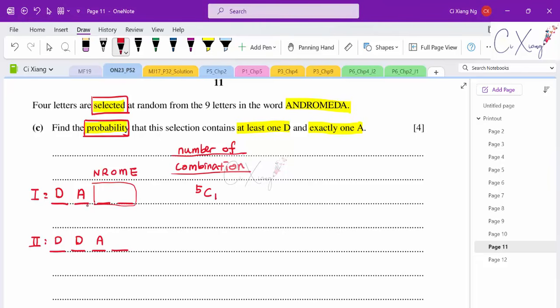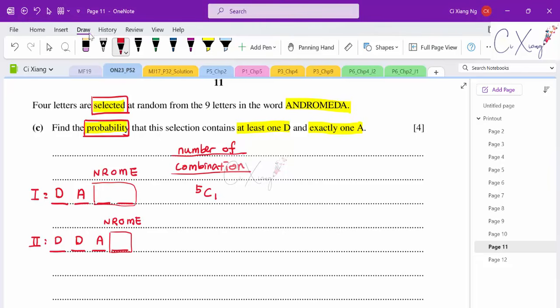Then when you go for the second case, the case of 2D and 1A, I'm not going to consider 2C2 for the D and 2C1 for the A, because they are identical letters, so I don't bother with them. I only want to know how many results I have. Therefore, for the last letter, I only want to consider the possible results, which are N, R, O, M, E also.